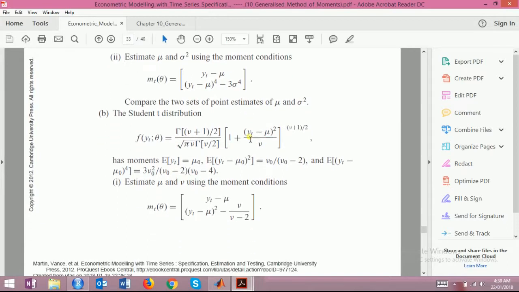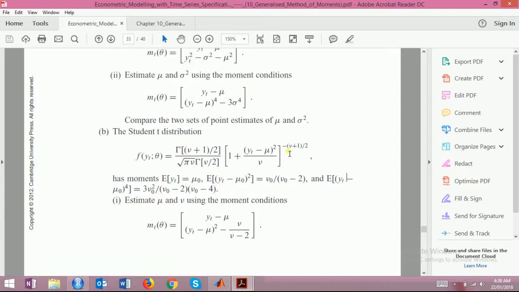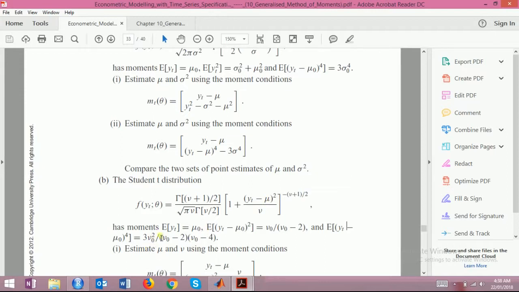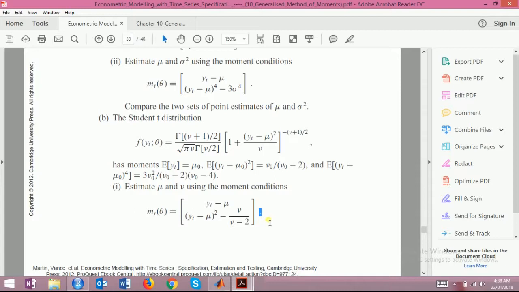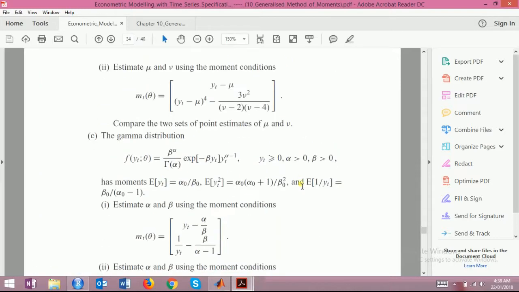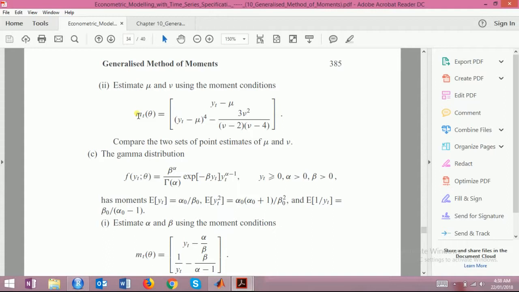In terms of the student's t distribution, we know instead of sigma square we just put tau divided by tau minus 2. Now here the fourth moment is 3 tau square divided by tau minus 2 multiplied by tau minus 4. This is the second uncentered moment. So moment conditions are obviously this is the regular moment condition, and uncentered moment and centered moment.